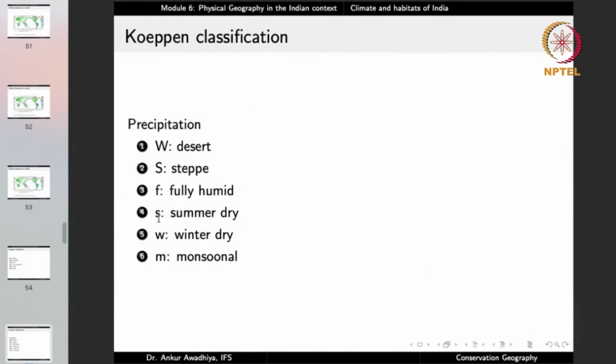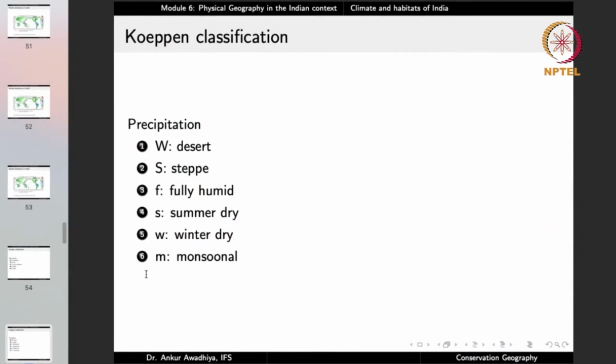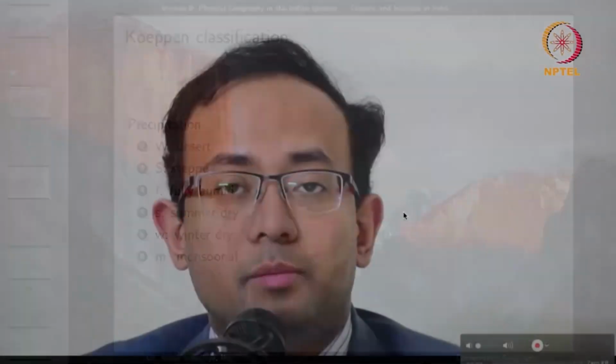And small m refers to monsoonal precipitation, which is the precipitation that is governed by monsoon winds. So there is a reversal in the wind direction, and in some season you have an intense amount of rainfall, and in some other season you have a deficit of rainfall. So in the case of m areas, the primary determinant of the climate is the monsoonal winds. So that is the second level of classification.